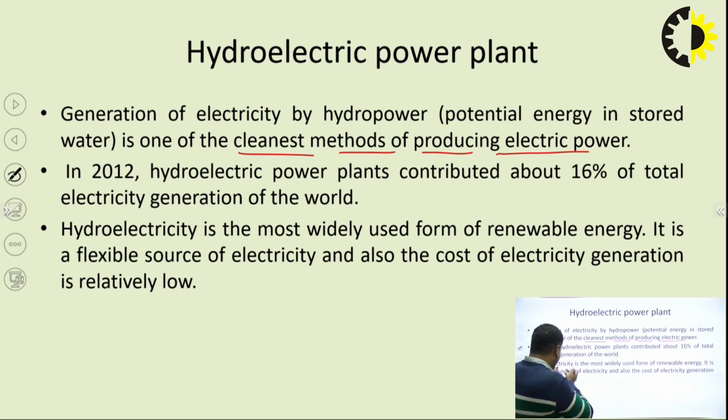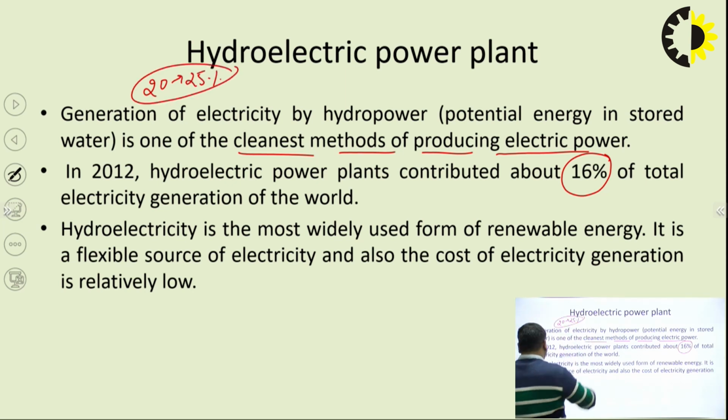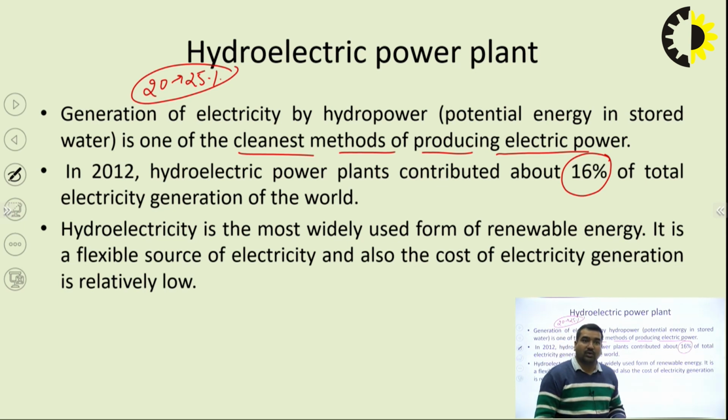As of 2012, the hydroelectric power plants contributed about 16% of total electricity generation of the world. Now it is going to increase. It is almost 20%, 20 to 25% nowadays. And hydroelectricity is the most widely used form of renewable energy. It is a flexible source of electricity, and also the cost of electricity generation is relatively low. The cost of electricity depends upon the input of the plant, and here it is a renewable energy source. We are not going to give any charge on the water, water is free. So that's why the electricity generated through this plant has a lesser cost in comparison with the thermal plant or nuclear plant.